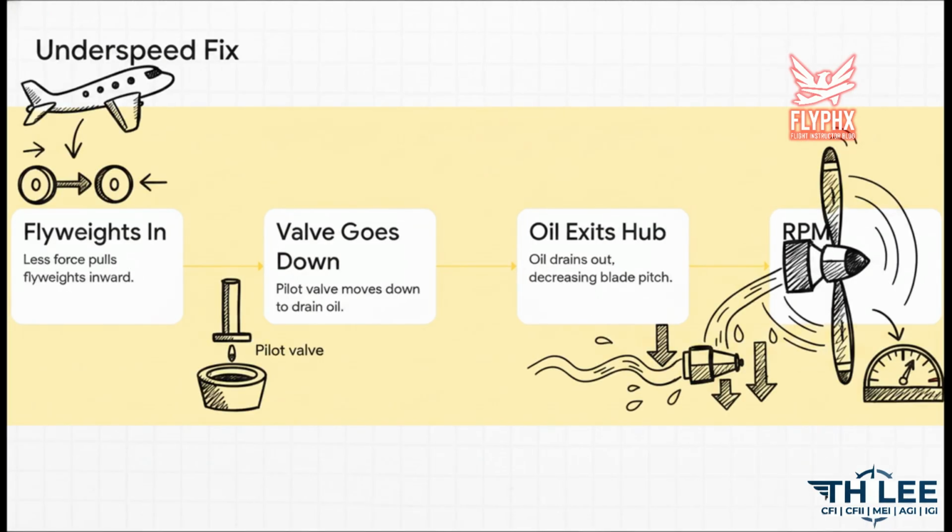Now, what if we do the opposite? You pull the nose up into a climb, and your RPM drops. We have an underspeed condition. The flyweights lose centrifugal force and fall inward. This pushes the pilot valve down, opening a path to drain oil out of the hub and back to the sump. A heavy spring inside the propeller hub takes over, forcing the blade to a lower angle of attack. Drag decreases, the blades become easier to turn, and your engine RPM dynamically speeds right back up to equilibrium. It's a perfectly self-correcting loop.